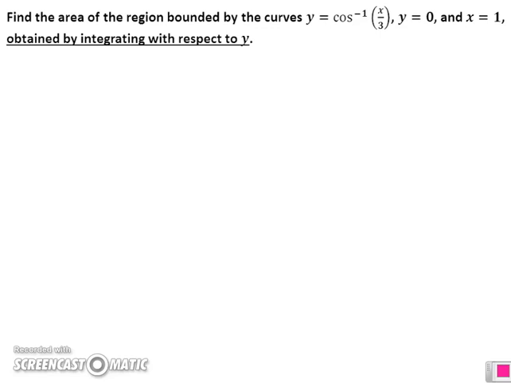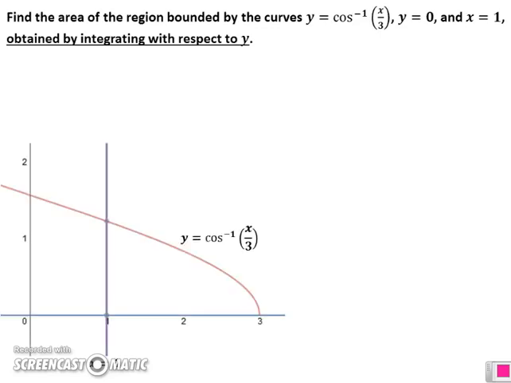Okay, so it's usually best to start with a picture. So let's graph these. We have the inverse cosine here in the red curve, x equals 1, and y equals 0 is the x-axis. Okay, so the area that's bounded by those, x-axis, red graph, purple graph, is this area here. And we are going to be integrating with respect to y, which means we're going to talk horizontal lines here.